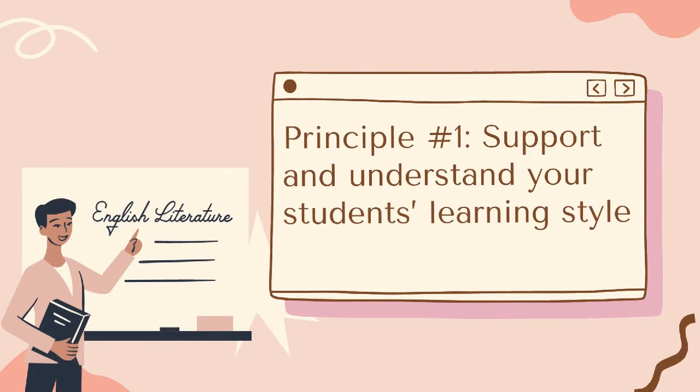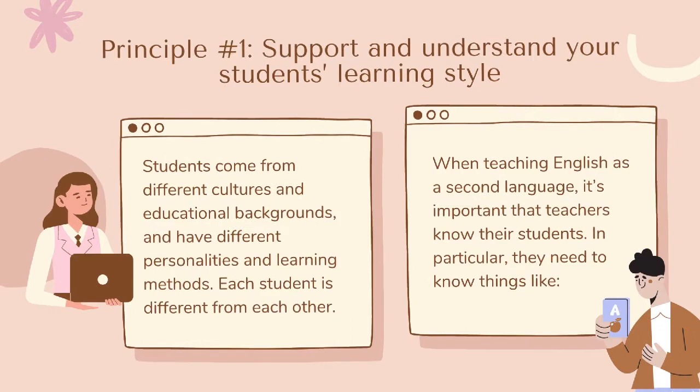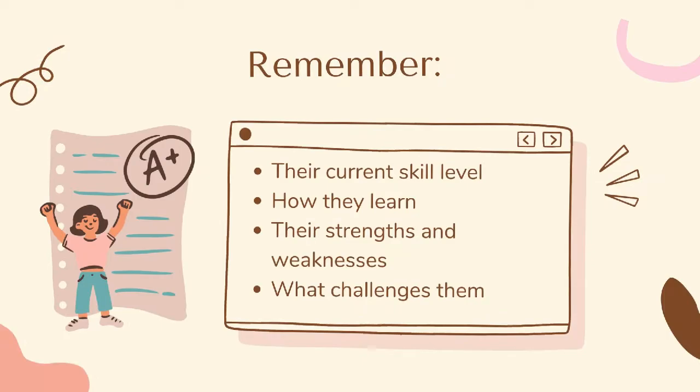Support and understand your students' learning style. Students come from different cultures and educational backgrounds and have different personalities and learning methods. Each student is different from each other. When teaching English as a second language, it's very important that teachers know their students, in particular that they need to know things like, number 1, their current skill level.